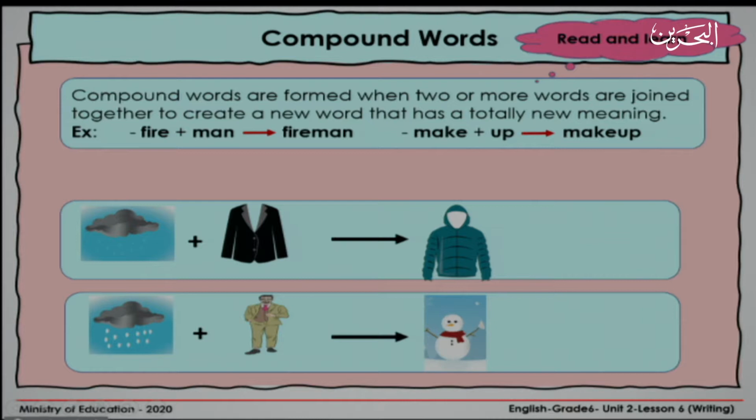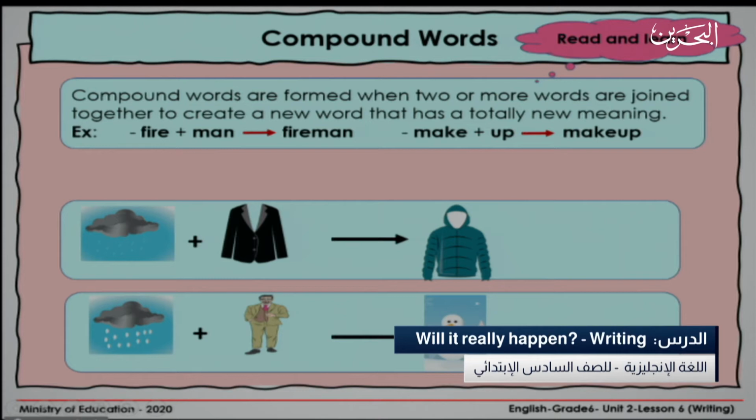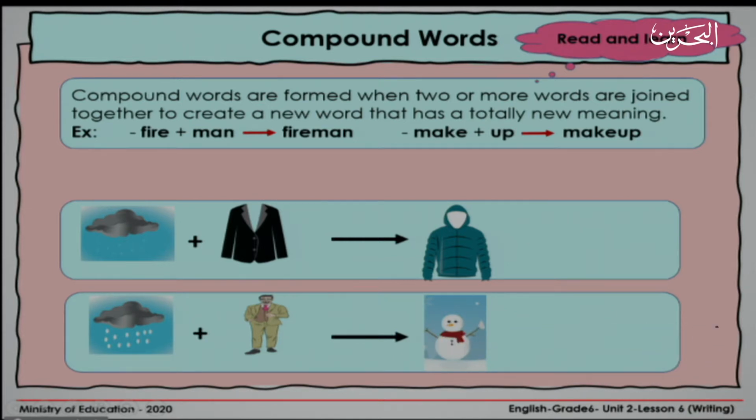Compound words. What's the meaning of compound words? Compound words are formed when 2 or more words are joined together to create a new word that has a totally new meaning. For example, the word fire has its own meaning, plus man, the word man has its own meaning. If we combine these words together, we come up with a totally different word, which is fireman. Fireman is defined as the person who puts out fire.